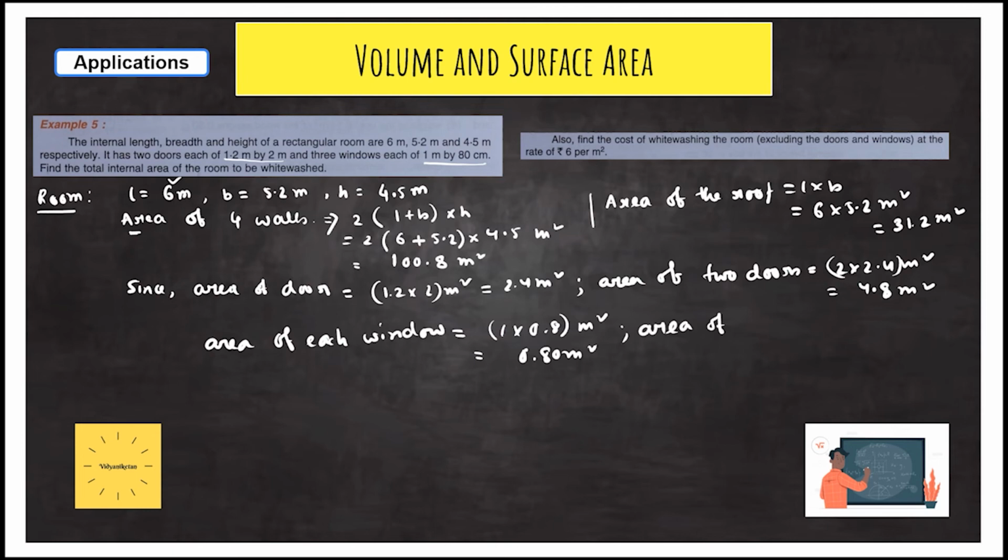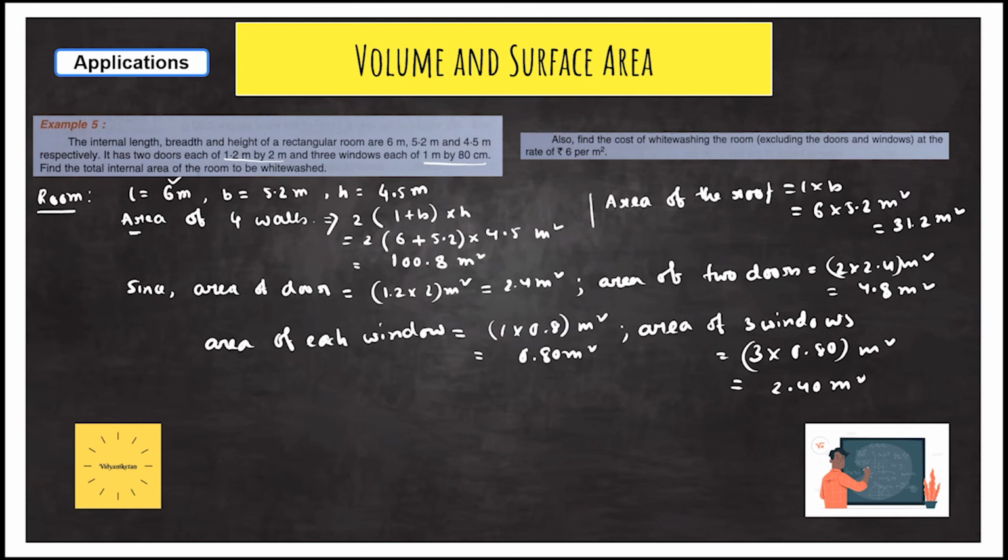We have 3 windows. So area of 3 windows is equal to 3 into 0.80 meter square. So area of 3 windows will be 2.40 meter square. So ultimately we have found out all the surface areas of all the dimensions that are given there. Now we need to find out total internal area. For finding out the internal area, we need to deduct the total area of 3 windows and total area of 2 doors from the total surface area that we have found out here.